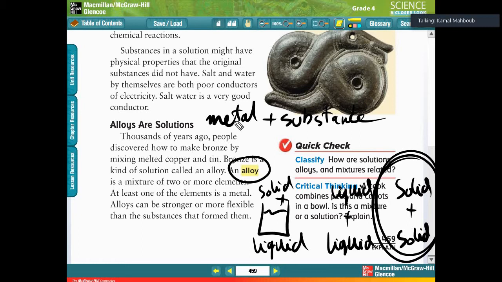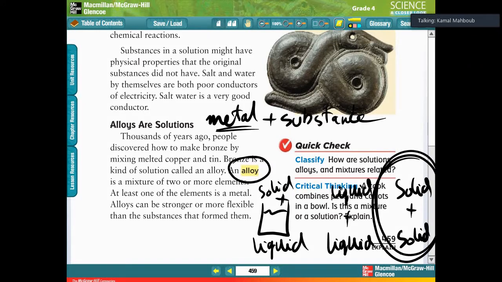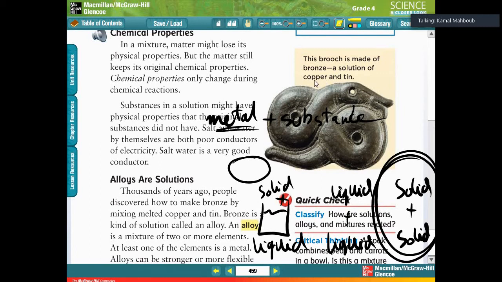Now, any metal with another substance. For example, this example you have here in your book, that is called bronze. Bronze is made up of copper with tin. If we mix both of them together, we have a substance called bronze. This is solid with solid, metal with another substance.